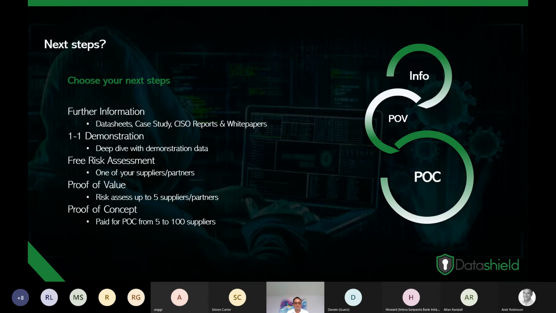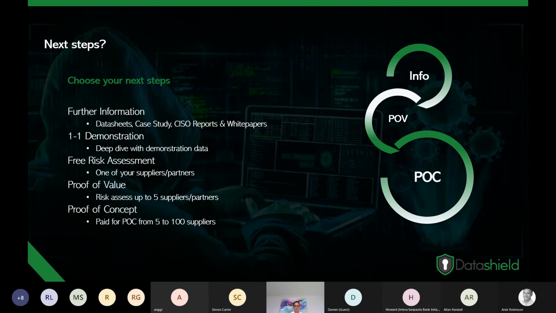So, a free risk assessment of one of your suppliers. If you're thinking about this sort of technology for your organization, but you want a proof of value to show it to the board, to your stakeholders, or to other senior management within the organization, we can do a proof of value, again, free of charge, where we'll risk assess up to 5 of your suppliers and partners. And again, we recommend using a couple you know a lot about, a couple you know a little bit about, and one you know nothing about.